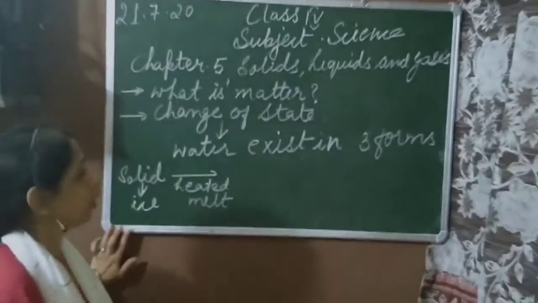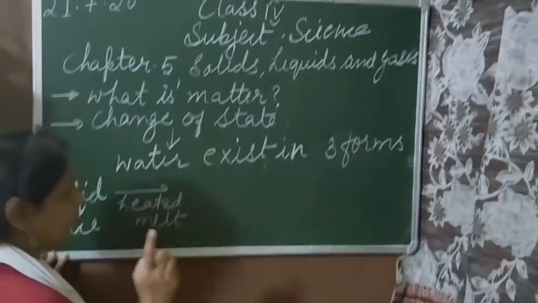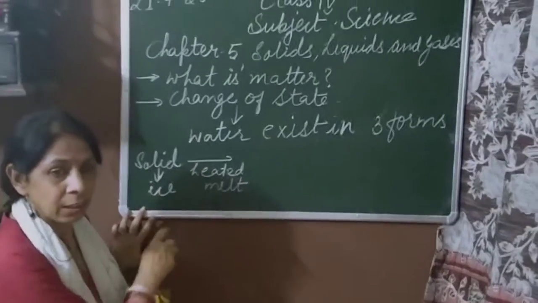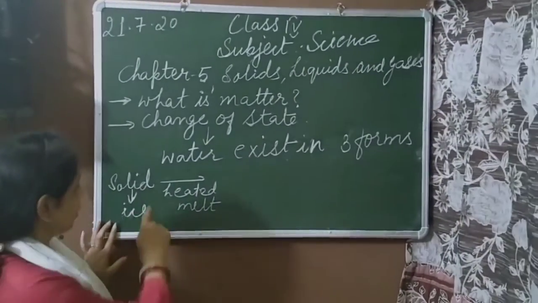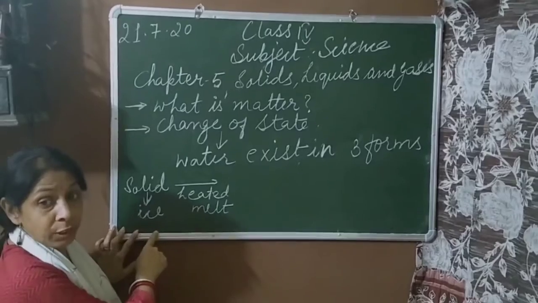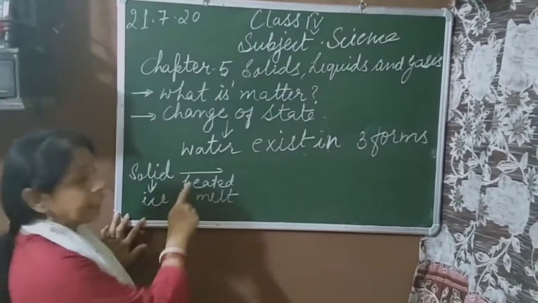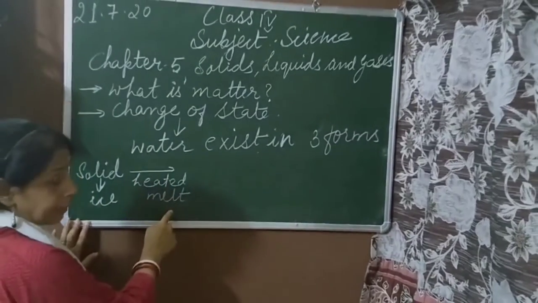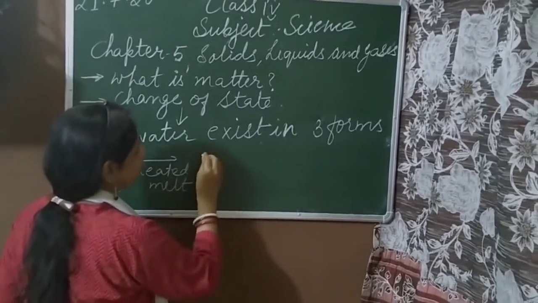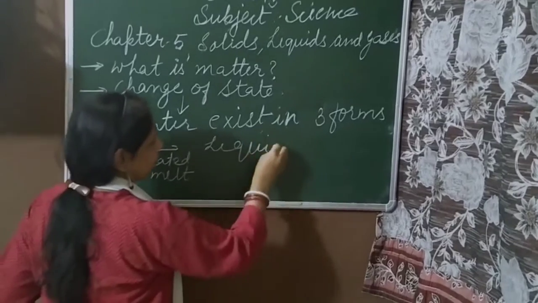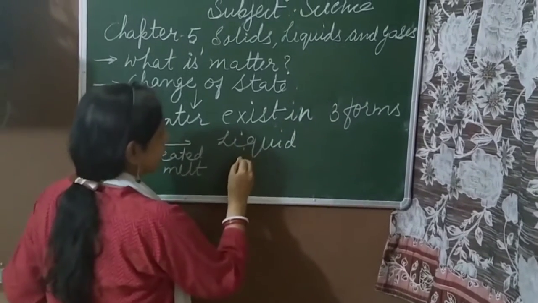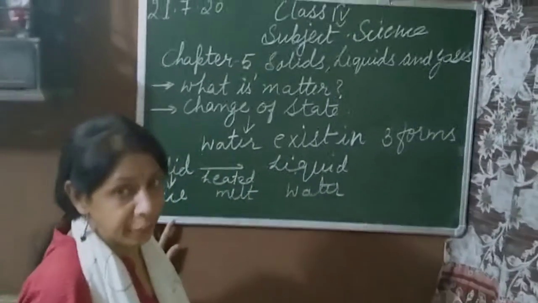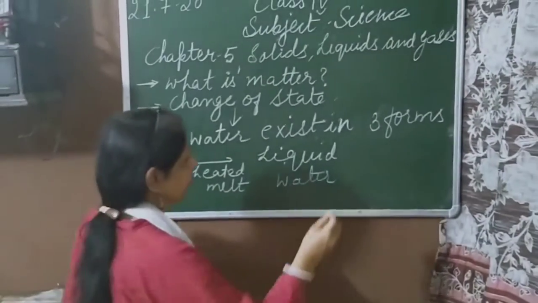For example, water exists in three forms. First is solid. Example is ice. You know ice? It is the solid state of water. When we heat that ice, it melts and turns into liquid. That is water. The water we drink, that is liquid.